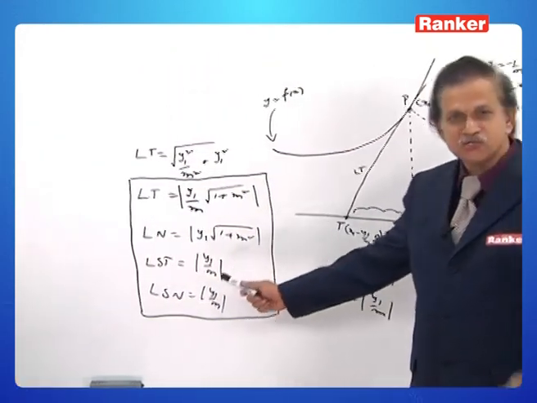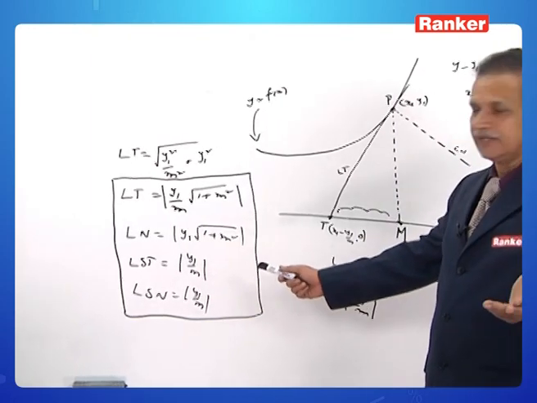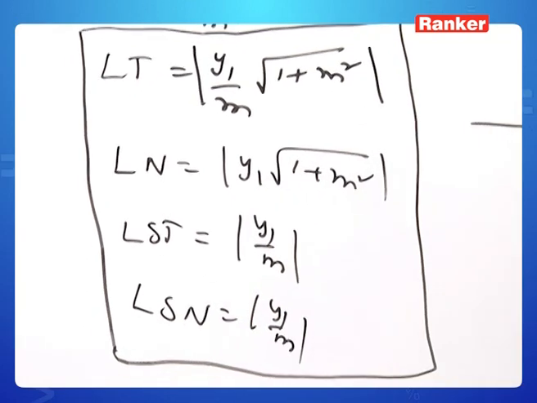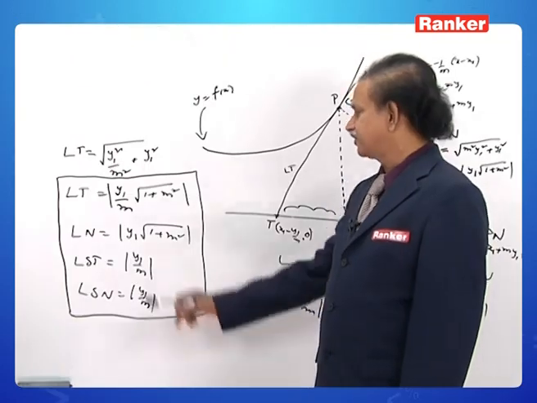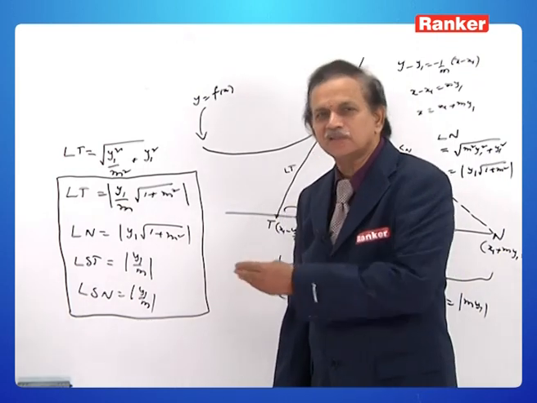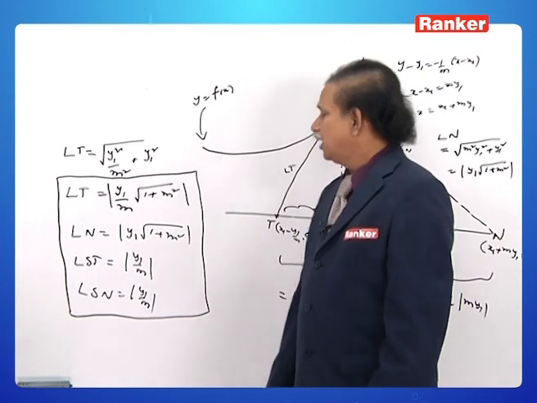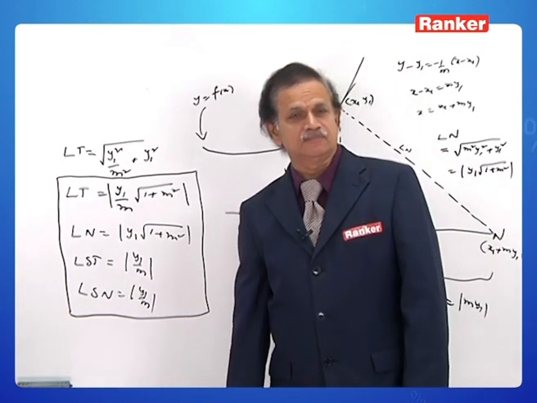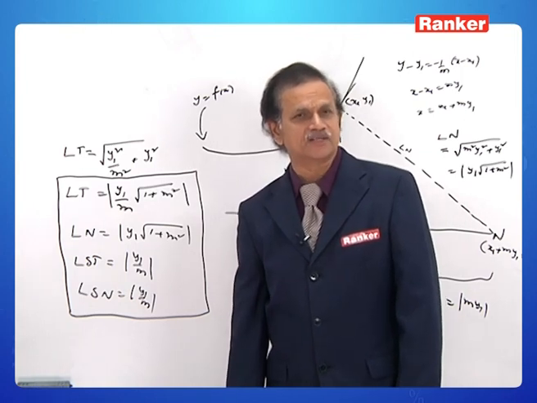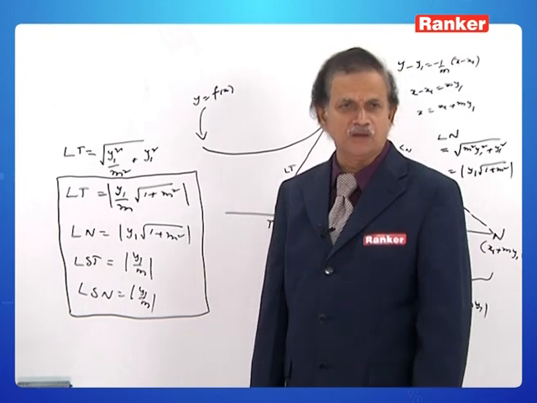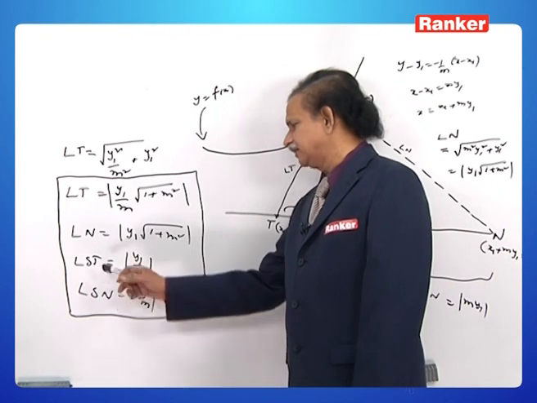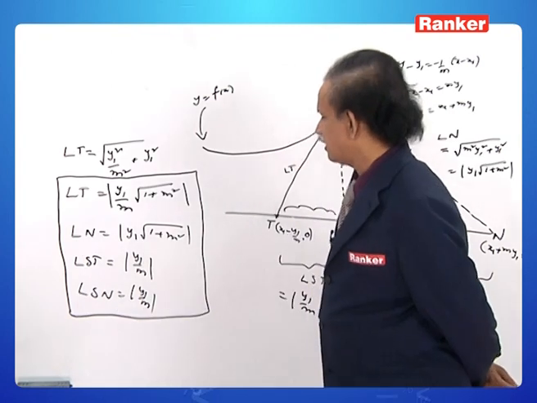This is a very useful bunch of formulae: length of the tangent, length of the normal, length of the subtangent, and length of the subnormal. Here x1 and y1 are the coordinates of the point at which all this discussion is going on. m is the slope of the tangent at x1, y1, that is dy by dx at x1, y1. With the usual symbolism, we use that m. Well, length of the normal, length of the subtangent, and length of the subnormal.